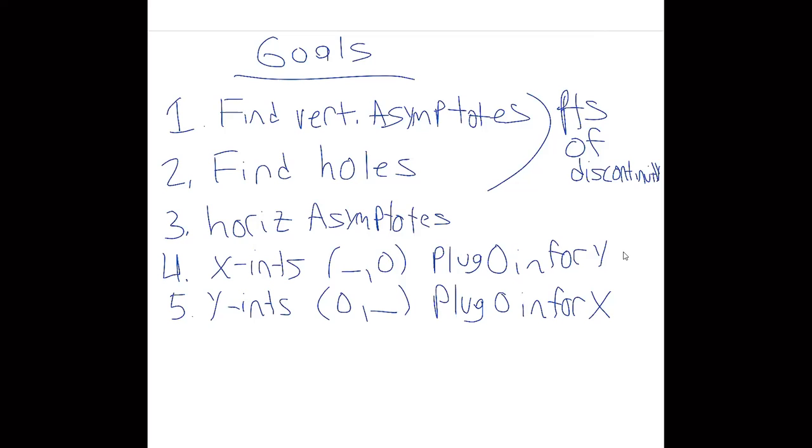Just a little bit of reminder, this should be a little bit of review because this works for every function. To find an x-intercept, basically you plug in 0 for y and solve. To find your y-intercept, you plug 0 in for x and solve. But this is big picture. This is what our goals are for today.